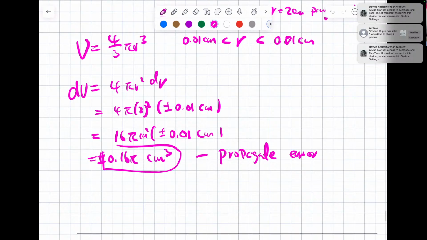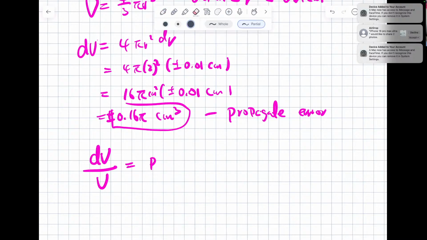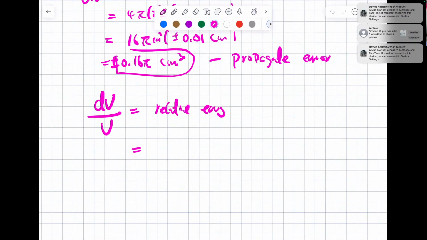Now, you're going to say, well, how do I figure out percent error or relative error? So what is relative error? Relative error is the change in value over the total value, because you compare the small error to the original value. So you can take dV, which is 4 pi r squared dr, over V, which is 4/3 pi r cubed.